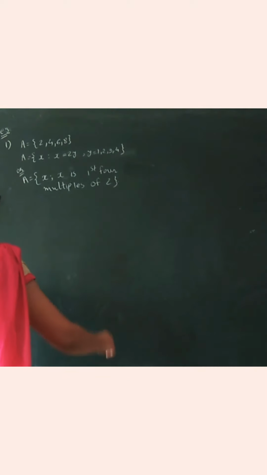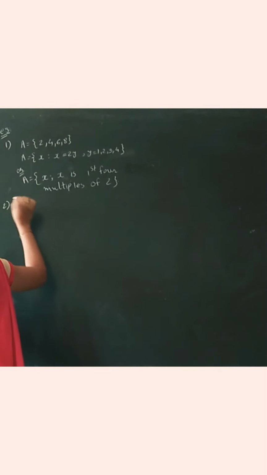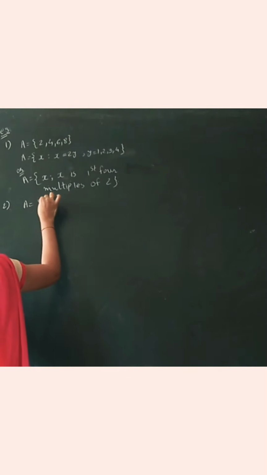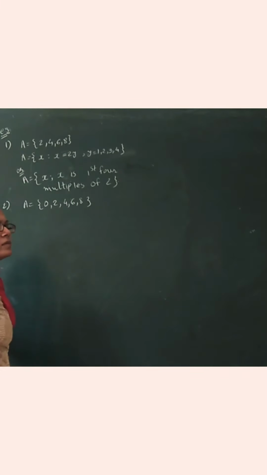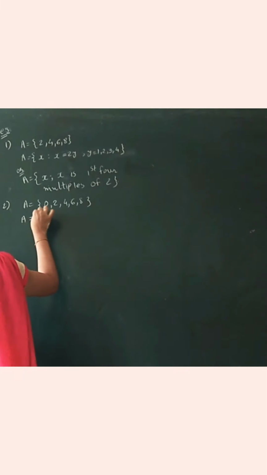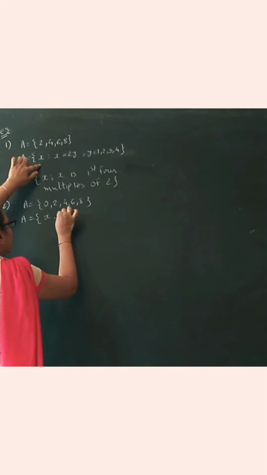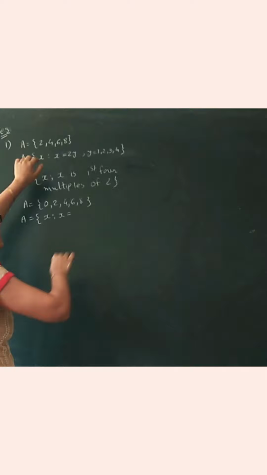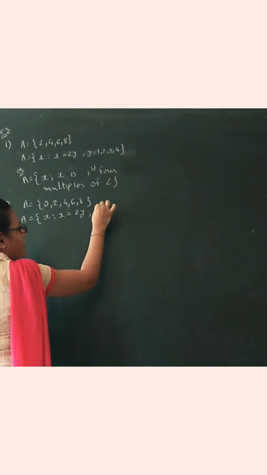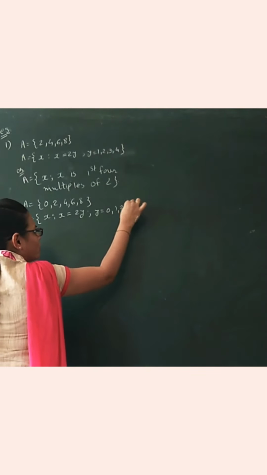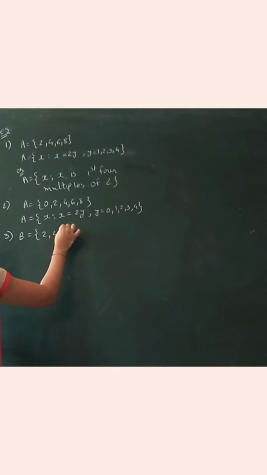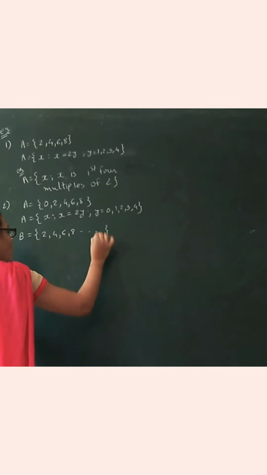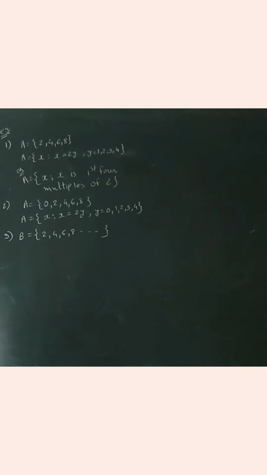Okay, now if I am adding 0 to A, then a small change in this formula: x, where x is equal to 2y, y is equal to 0, 1, 2, 3, 4, and so on. Now I am making a little bit of a small change. I am writing like this. Okay, so this is an infinite set.